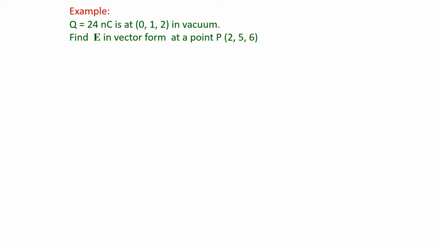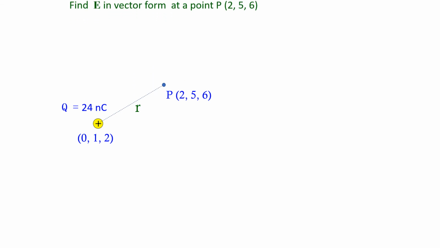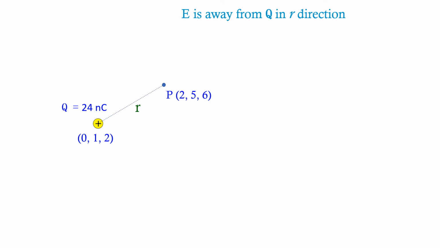Let us take up an example. A charge of 24 nanocoulombs is at 0, 1, 2. Find the electric field intensity in the vector form at a point P 2, 5, 6. Let the distance between Q and P be R. The E will be away from Q in the R direction.